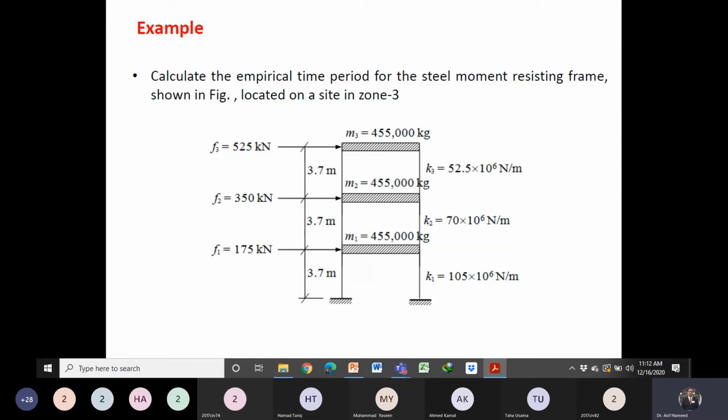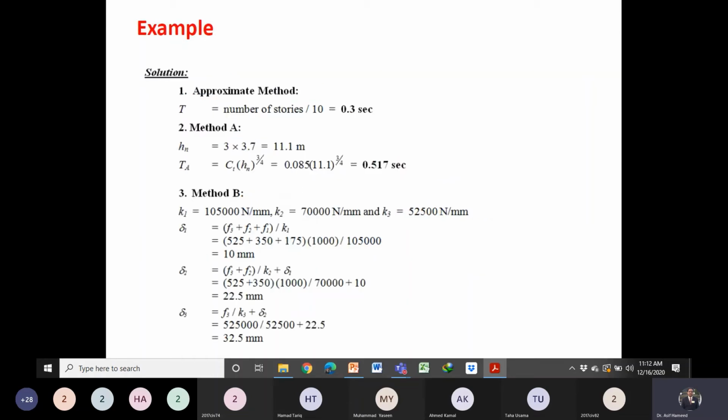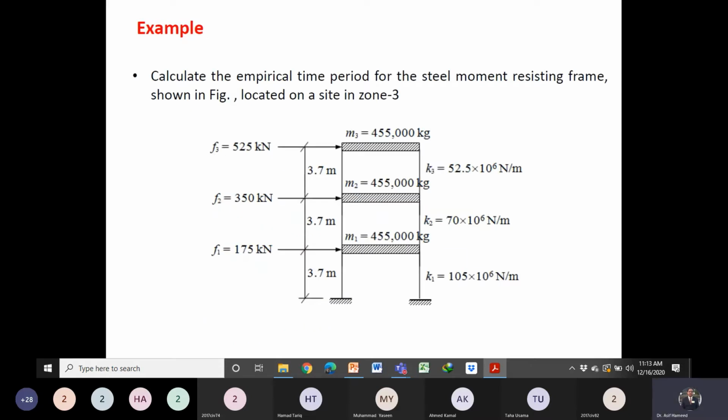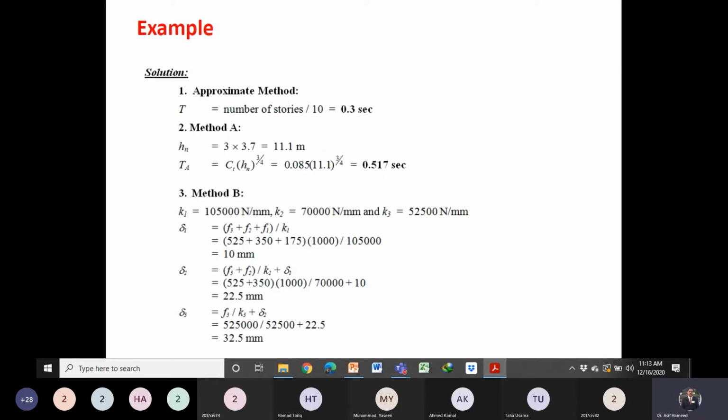Period by using the empirical formulas. The first empirical formula is number of stories divided by 10. So number of stories is equal to 3, divided by 10. So the time period by using the approximate method is 0.3 second.